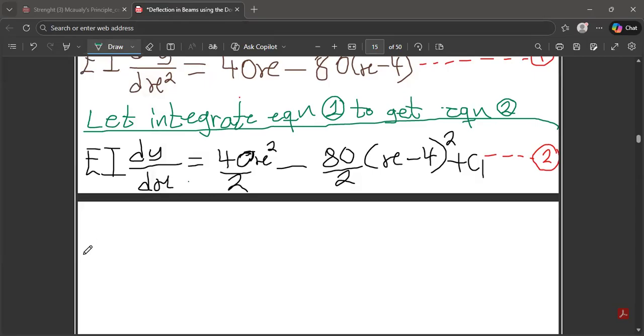You are surely going to meet this in your exams. You can never skip it. Double integration method, you can never miss it. For your midsem, you can expect to use the moment area method. For that one, it's very simple. But for the exams, you are surely going to meet the double integration method.